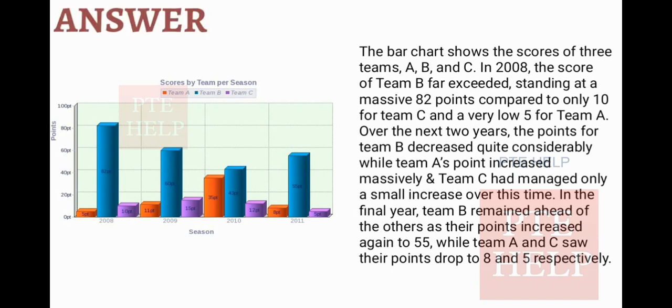Over the next 2 years, the points for Team B decreased quite considerably while Team A's points increased massively. Team C had managed only a small increase over this time. In the final year, Team B remained ahead of the others as their points increased again to 55, while Team A and C saw their points drop to 8 and 5 respectively.